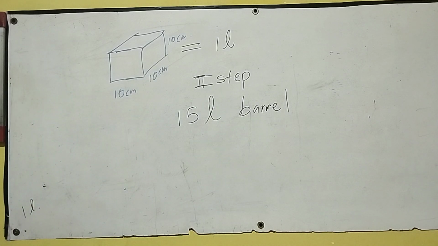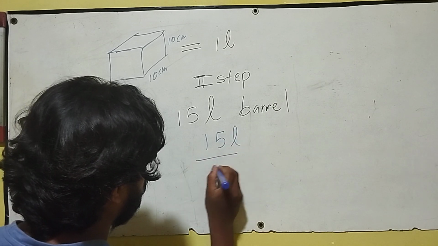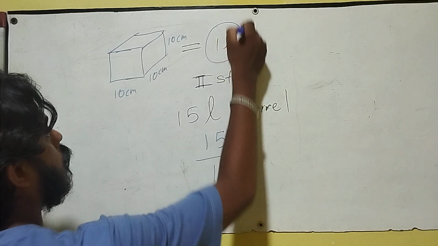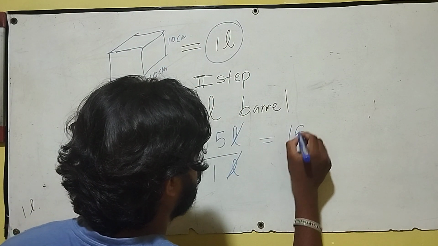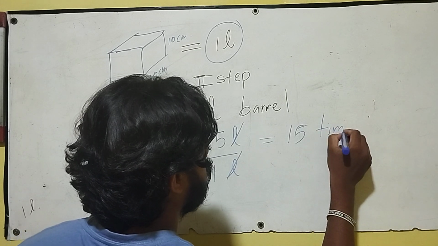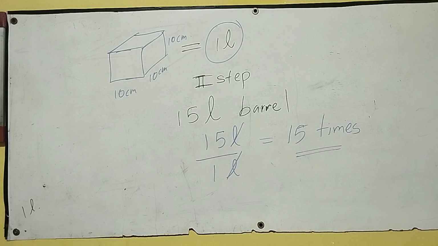Now what to do? Very simple. 15 liter divided by 1 liter. Why? From this we can obtain 15 times. If you don't understand, try to read your question carefully, again and again. Try to understand.